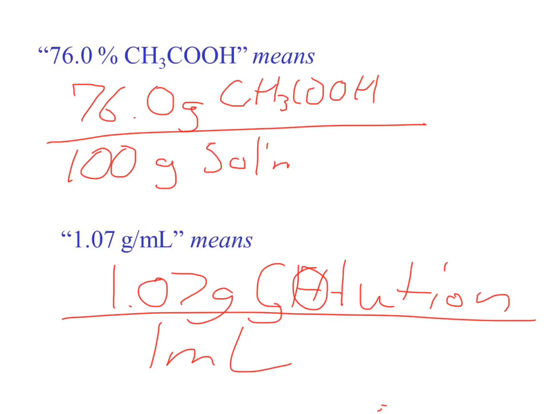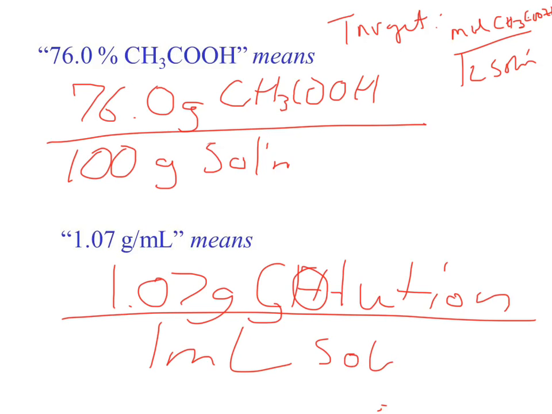Okay. So we're going to use those to our advantage. Remember what our target is. Our target is molarity, and that is moles of acetic acid, CH3COOH, per 1 liter of solution. All right. So for that milliliters, I'm going to add milliliters solution.